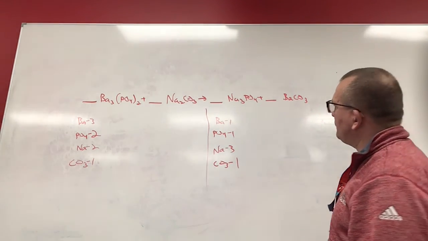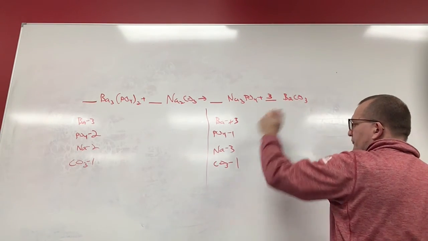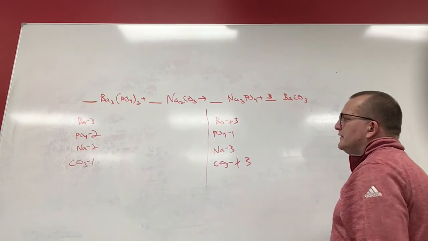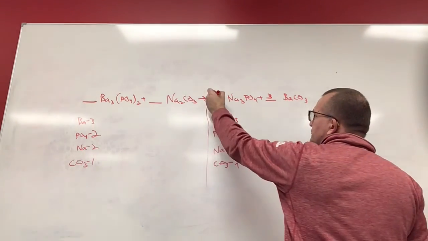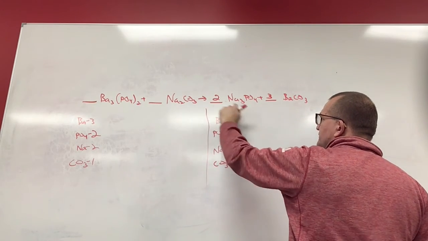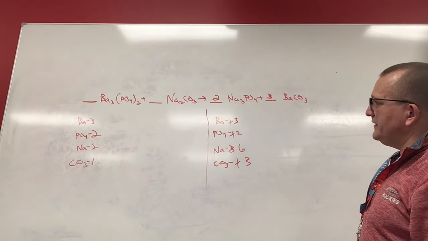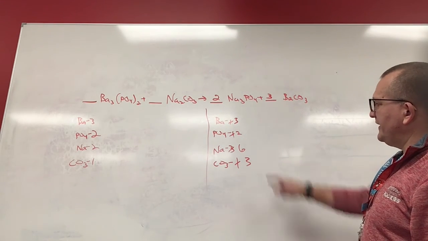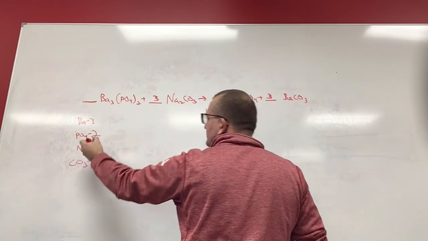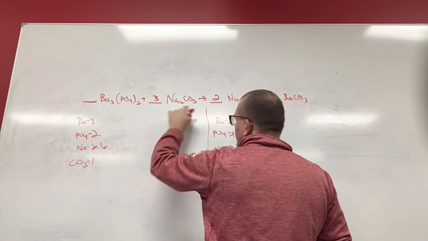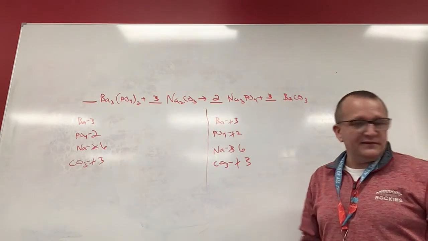So my Bas first, I put a 3 here. Gives me 3 Bas and 3 CO3s. My PO4s, I got 2 and 1, so I put a 2 here. Gives me 2 PO4s, but it also gives me 6 Nas. So now I got to balance my Nas and CO3s. I need 6 Nas, so I put a 3 here. It gives me 6 Nas, but it also gives me 3 CO3s. And I'm balanced, and this is number 9.